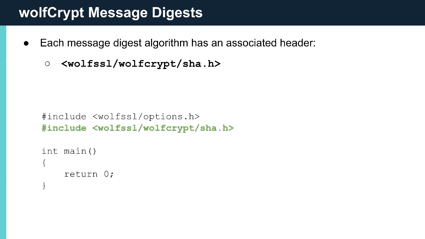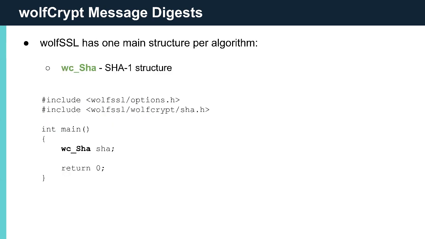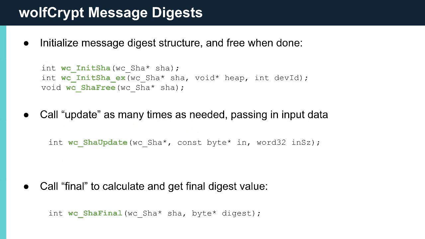Now, if we look at the API usage, it's similar to the RNG in that there's one header file per algorithm. So for SHA, there's wolfssl/wolfcrypt/sha.h, and there's one structure called wc_Sha. When using SHA, you'll want to initialize the structure with one of our init functions, either the default or the extended one with a heap pointer and dev ID. After you're done, you can free the structure with wc_ShaFree.